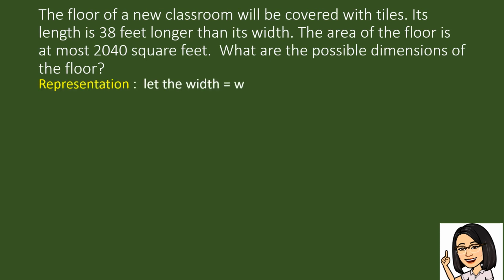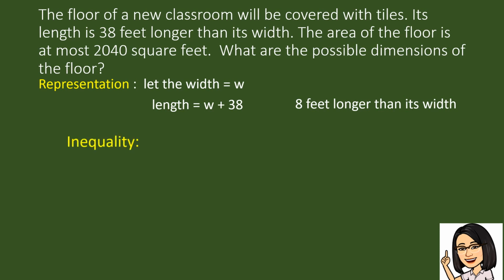Let us represent W as the width. The length can be represented as width plus 38, since length is 38 feet longer. Now, let us write the inequality. Using the formula, the area is equal to length times width. Length, which is W plus 38, times the width, which is W, is less than or equal to 2,040.